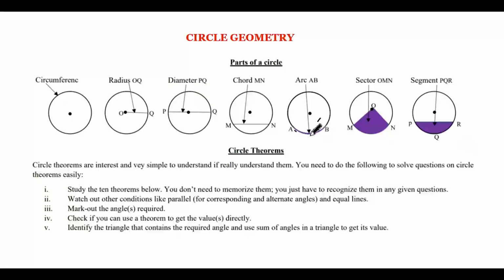Here will be an arc of the circle, and this will be the sector OMN, that is the two radii and the arc, and here we have the segments. Okay, that is PQR, that is this chord combined with this arc make up segments. So it's very important for you to understand each of these keywords. Now, before we go to the theorems, let's quickly look into how you can approach a particular question.